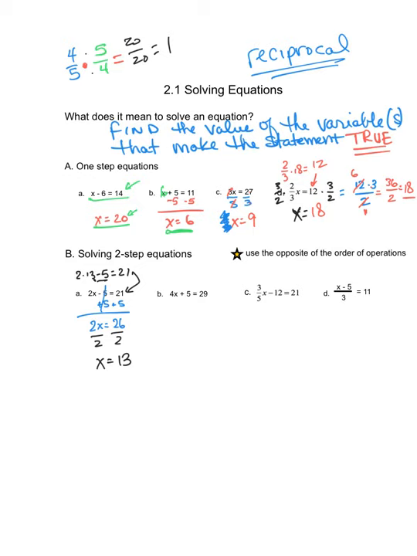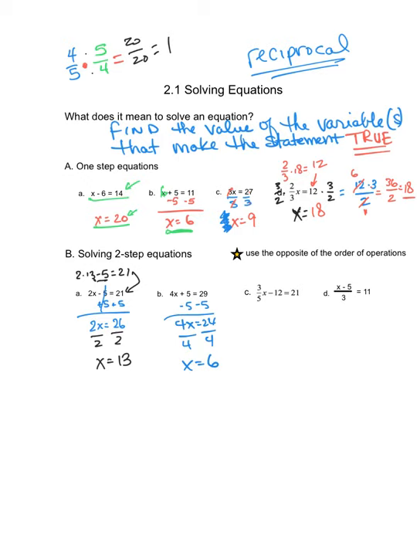Okay, you guys have 45 seconds to solve letter B. Ready? Go. Okay, ladies and gentlemen, we would subtract 5 first. 4x equals 24. Then we would divide by 4. X equals 6. Nice.